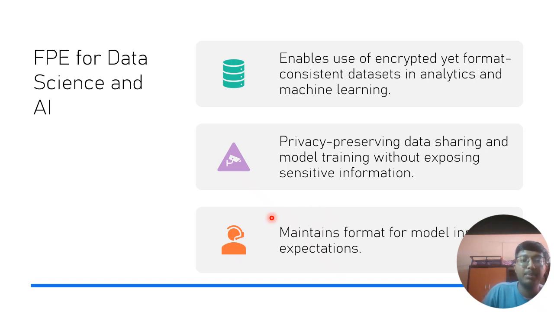Next is FPE for data science and AI. In the data science domain, privacy law restricts the use of real data sets for training. FPE lets teams use an encrypted format to validate samples for analytics and AI models, which helps in detecting fraud or trends without ever seeing a real customer credit card or ID. So it strikes a balance between privacy, compliance, and progress.